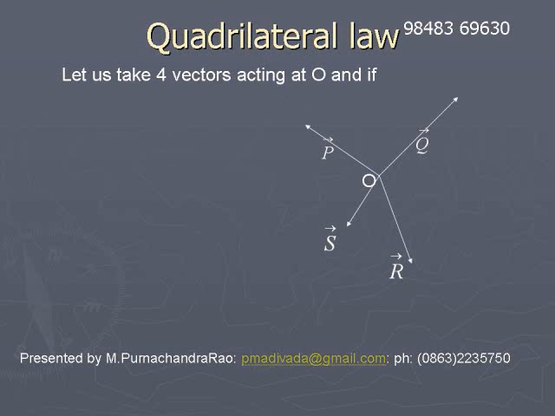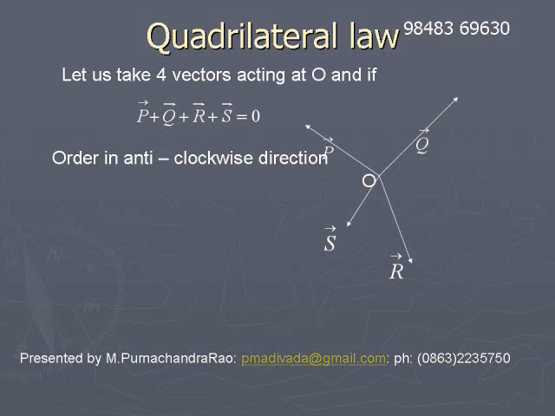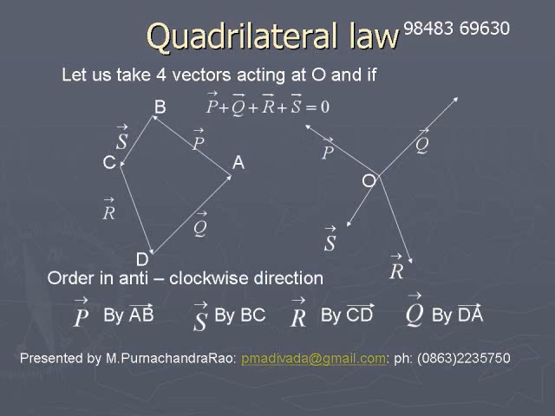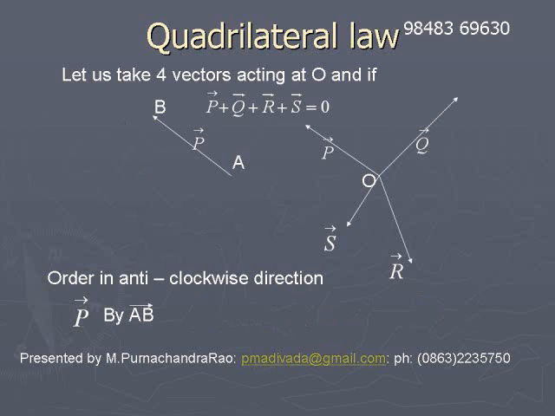Quadrilateral law. Let us take four vectors P, Q, R, S acting at O. Suppose P bar plus Q bar plus R bar plus S bar is equal to 0. Then let us proceed in anti-clockwise direction. P bar is represented by AB bar, S bar by BC bar, R bar by CD bar and Q bar by DA bar. Then a closed polygon is formed.